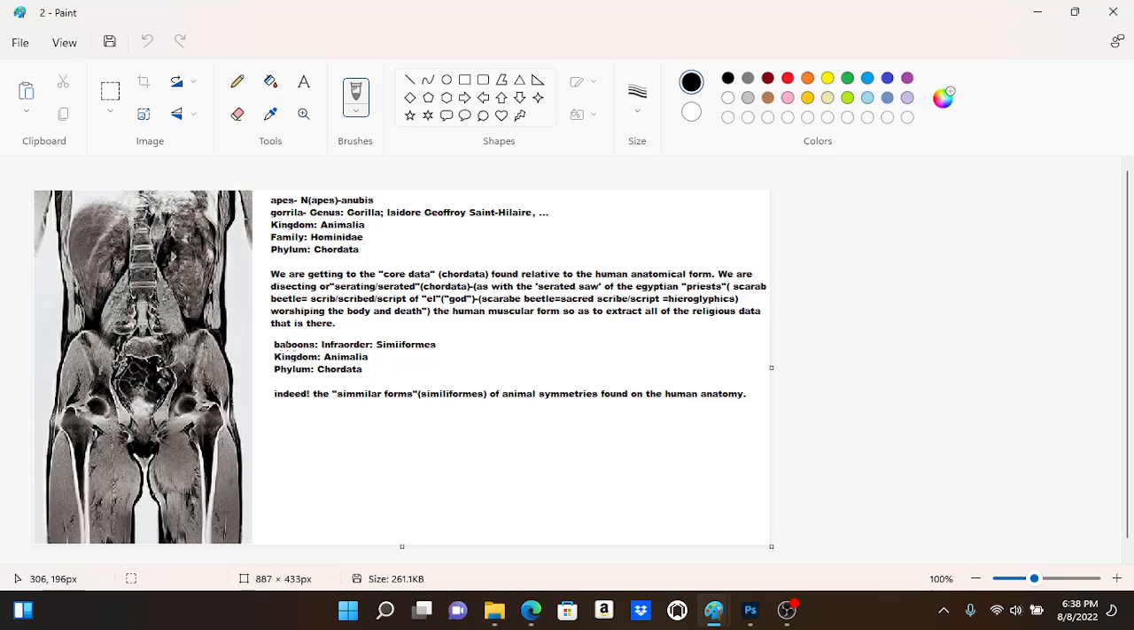Going down to the baboons here, it calls them similiforms. And of course, their chordata, which shows the relationship with the gorilla, the affinity with gorilla. But it refers to the baboons as similiforms. And indeed, again, I use this phonetically to express this point. The similar forms, that is, the similar forms of animals, of animal symmetries, are found on the human anatomy. All of them.